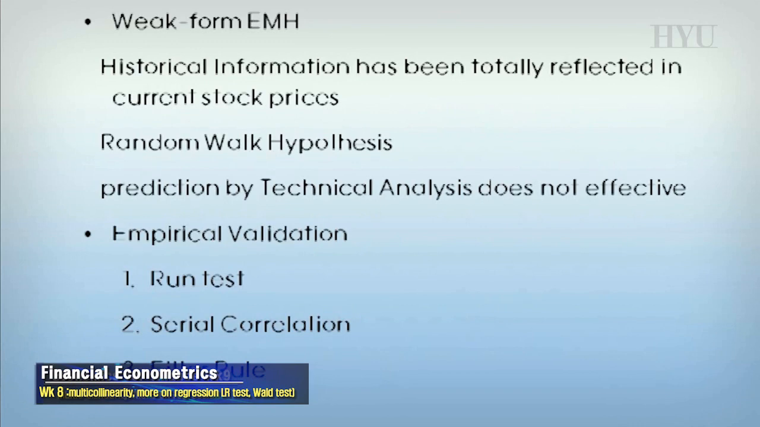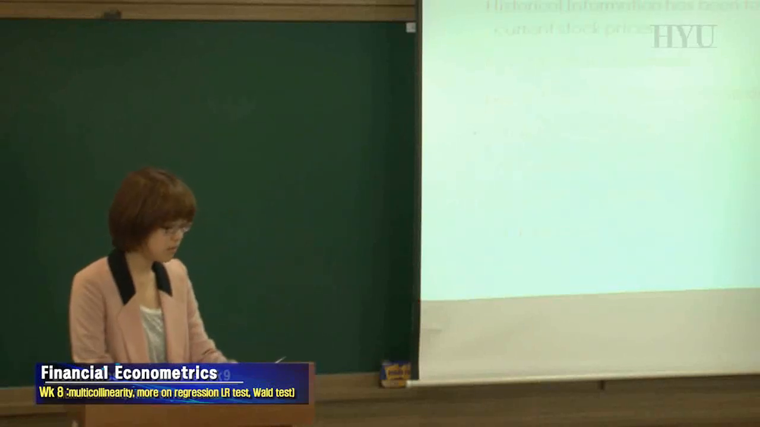Weak form EMH. Weak form EMH means historical information like past prices and volume of transactions has been totally reflected in current stock prices. So when weak form EMH holds, an investor cannot get abnormal return by investment strategies based on past price movements and trading volumes. It doesn't work because the market is a random walk. So technical analysis, which means forecasting the direction of prices through the study of past market data, primarily prices and volume, is not effective in this market.